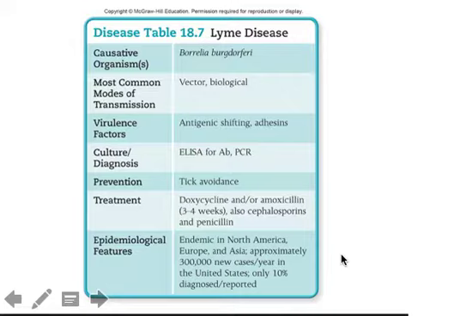It's endemic to North America, Europe, and Asia. 300,000 cases a year in the U.S. with only 10% reported. Here's infectious mono.